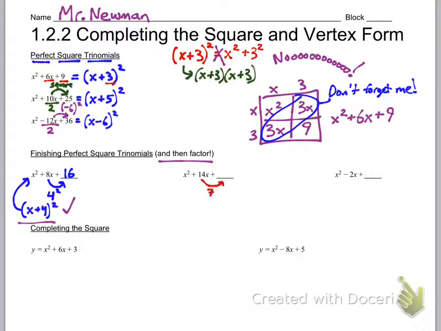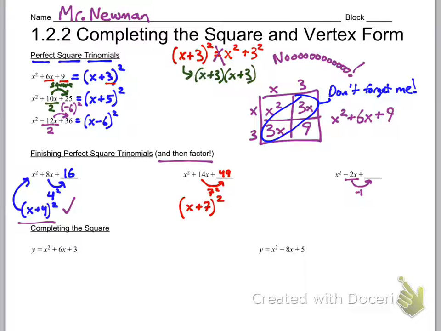What would you get if you had x squared plus 14x plus something and wanted that to be a perfect square trinomial? Well, half of 14 is 7. 7 squared is 49. So we'd get 49 as our last term. Try this last one here on your own.